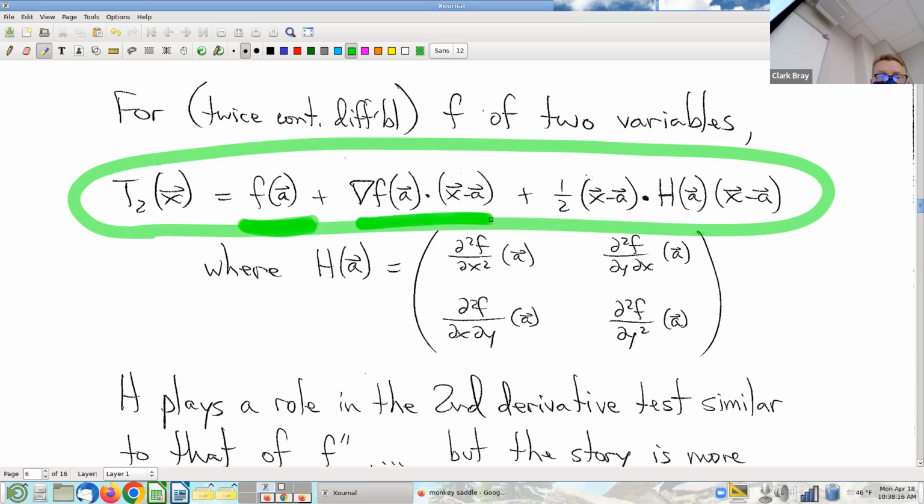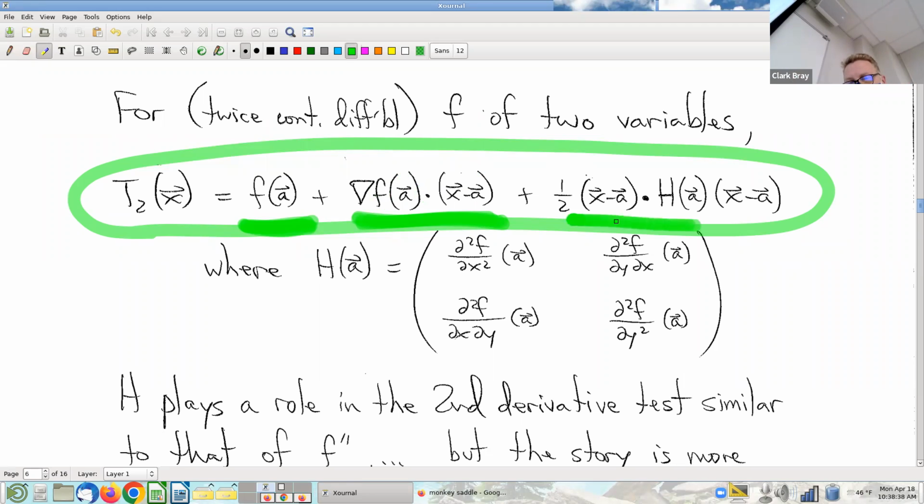Then there's what you might call the first order term, which looks a lot like the single variable first order term. There's the derivative. Okay, now it's a gradient. And then you multiply by x minus a. Okay, but now that's a vector, and so now this ought to be a dot product. It's all kind of plausible, right?